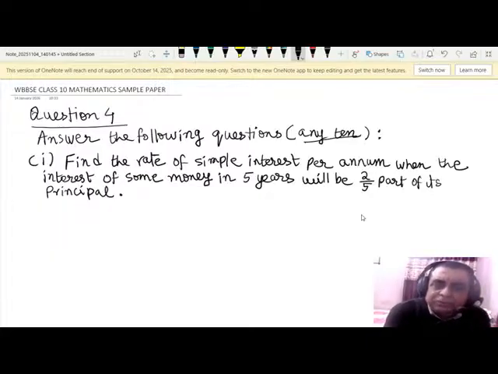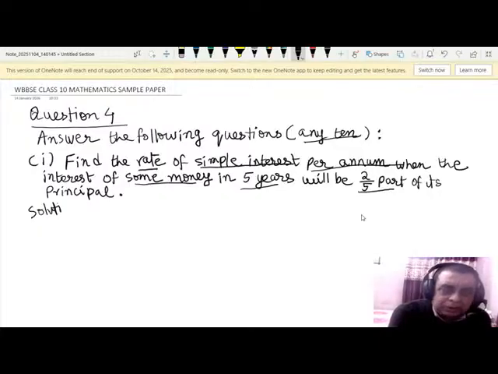Find the rate of simple interest. In the question it is asked to find the rate of simple interest per annum when the interest on some sum of money, the principal, in 5 years will be 2 upon 5 part of the principal. That means the simple interest is 2 upon 5 of the principal. Correct? So we are doing this sum.